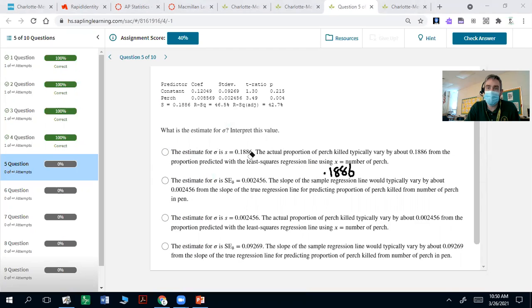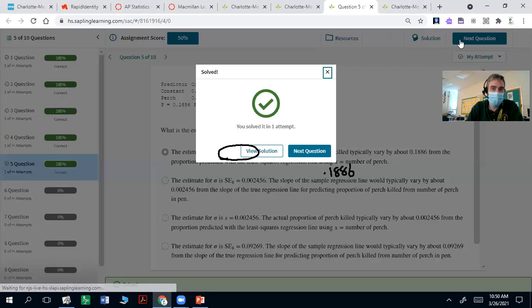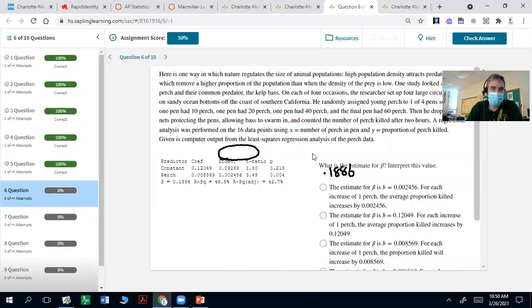The actual proportion of perch killed typically varies by this much from the proportion with the least squares regression line using the number of perch. In other words, standard deviation of the residuals. So it's going to be this one here. Will you ever have to interpret that? You probably won't even have to deal with that on the exam. We're really more focused on slope, like how good of a fit is the slope in our sample. So most of our solutions will revolve around that.